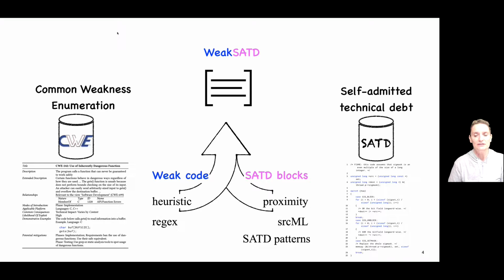Then we use the SAT patterns defined by Potdar and Shihab in order to identify the SAT comments in the code. We use the tool srcML in order to obtain the blocks, and we use a proximity rule to associate the SAT comment to the code. We call the blocks associated to the comment SAT blocks. Then we parse the SAT blocks in order to find the weak code in them, and when we find it, we call it WeakSAT.